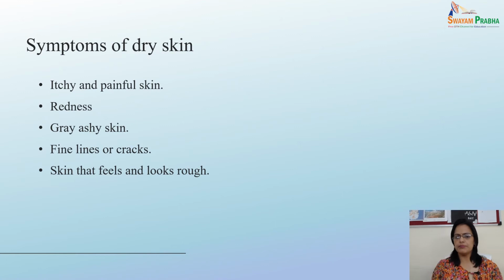Now moving to the symptoms of dry skin. What are the different symptoms of dry skin? Okay, the affected skin becomes dull and peeled, itchy and painful, with redness and itchiness and deep cracks, and gray ashy skin. Okay, fine lines and cracks, which are sometimes visible, and skin that feels and looks rough. So these are symptoms of dry skin.